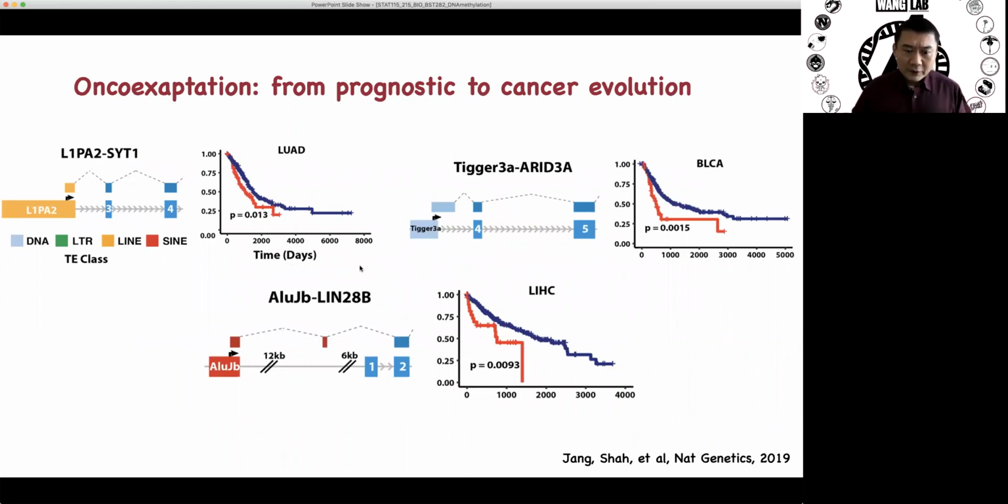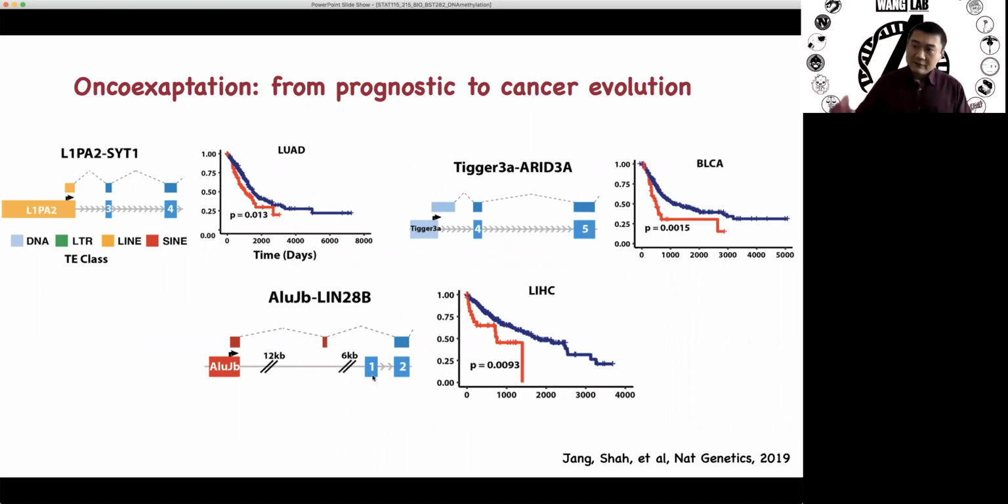I'll just go over a very quick example to illustrate that this phenomenon not only has prognostic value, but it also tells us how cancers evolve. Let's look at the example at the bottom here. Here we're looking at a gene called LIN28B. This gene is a bona fide oncogene.